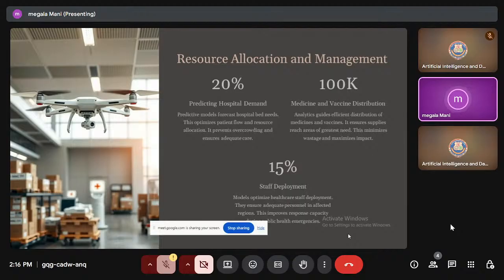And the third one is 15% for staff deployment. So here you can use it for shortages. The model optimizes healthcare staff deployment. They ensure adequate personnel in the affected regions. So it improves the response capacity based on health emergencies.